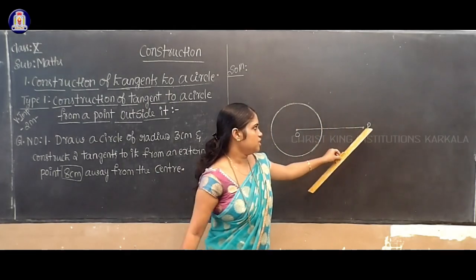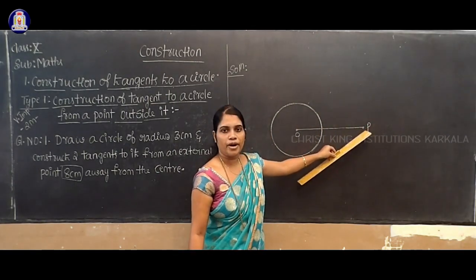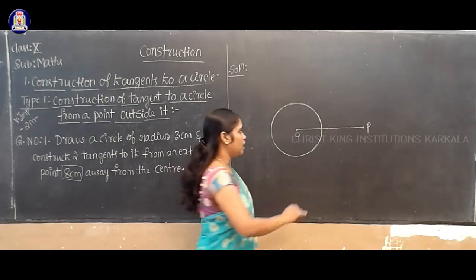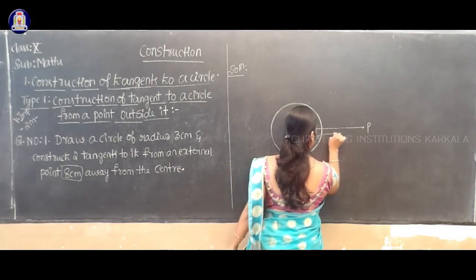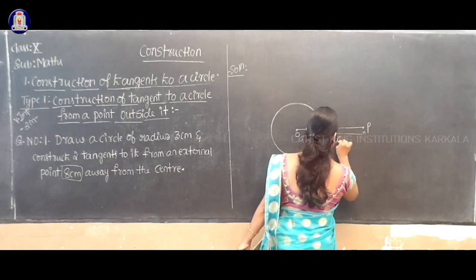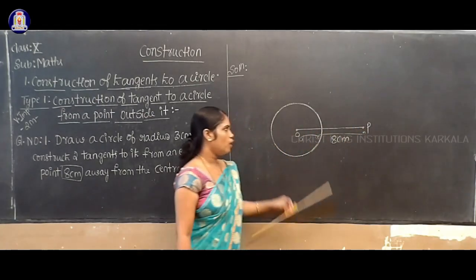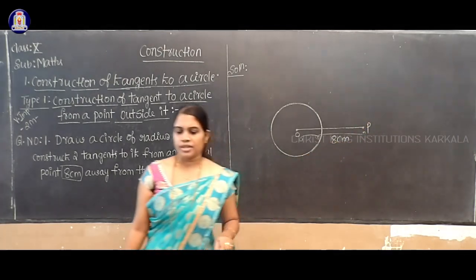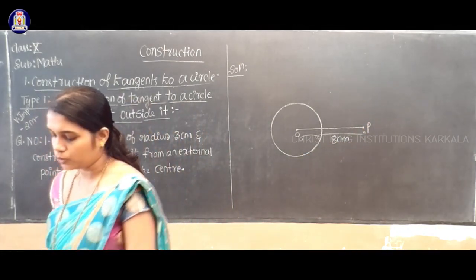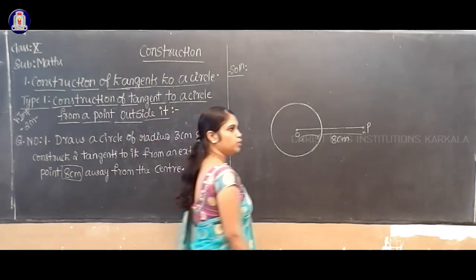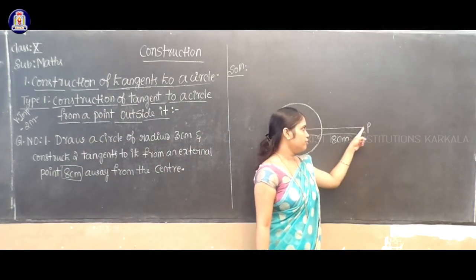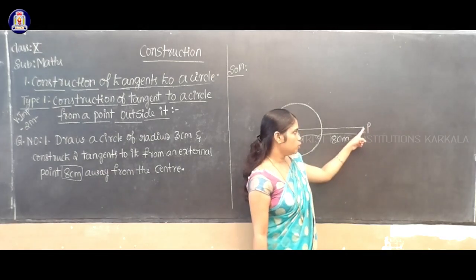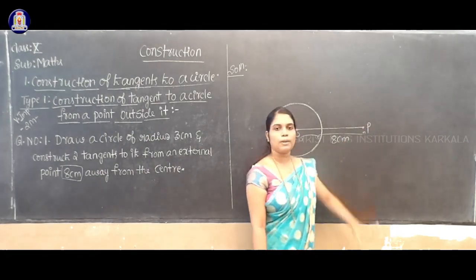Now this is your point P. The external point is P. What is the length of OP here? The length of OP is 8 centimeter. Now we have to draw two tangents from this external point P.